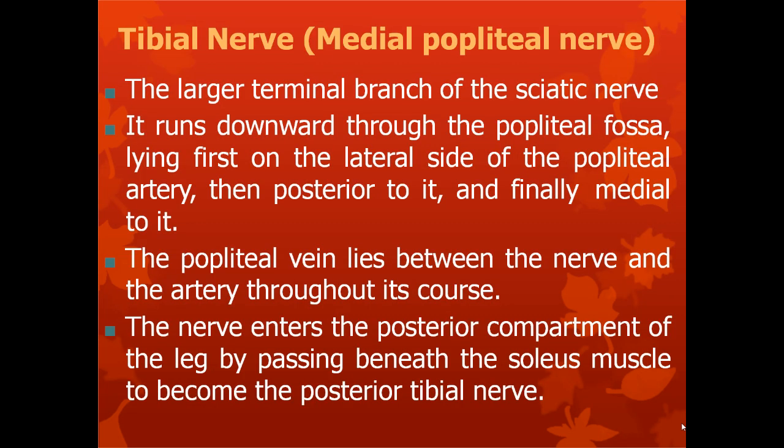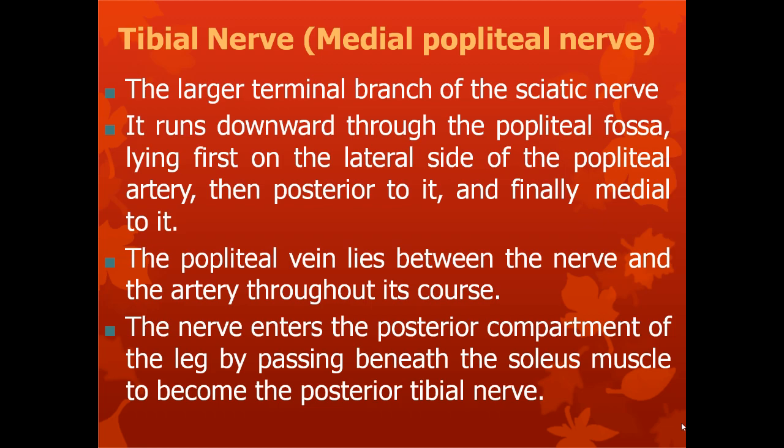Now we will see the tibial nerve, which we also call the medial popliteal nerve. It is the large terminal branch of the sciatic nerve. It runs downwards through the popliteal fossa, lying first on the lateral side of the popliteal artery, then posterior to it, and finally medial to it. The popliteal vein lies between the nerve and artery throughout its course.